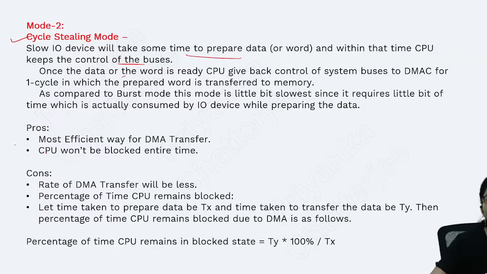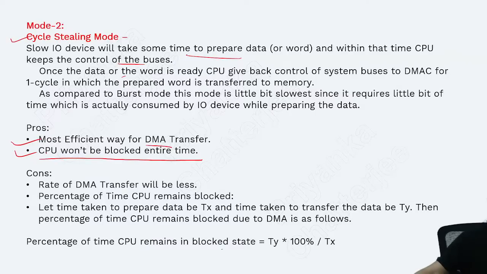It is the most efficient way for the CPU and the most efficient way for DMA transfer, and the CPU won't be blocked the entire time. Cycle stealing means when the DMA is preparing the data, at that time the CPU is stealing that cycle to do its work. That's why the CPU was idle for a long time when burst mode was going on. Here this problem is not there, right?